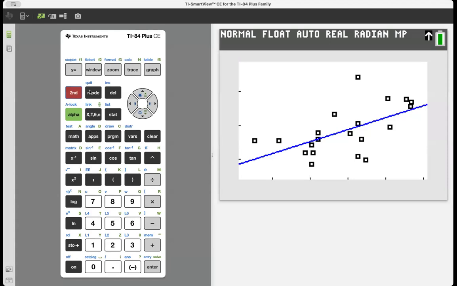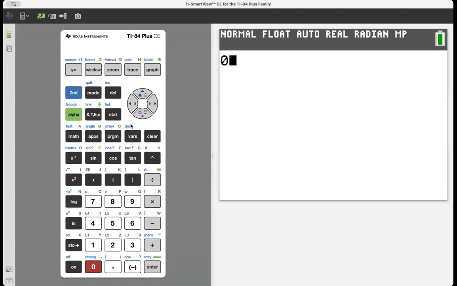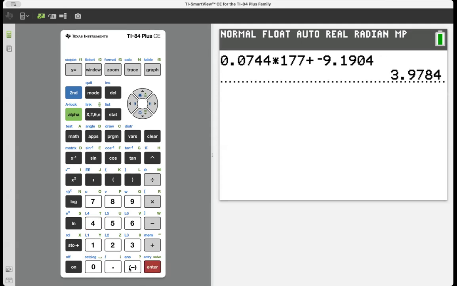Okay, so let's do the math right here. 0.0744 multiplied by 177 plus, and remember the negative key is to the left of the enter key down here, negative 9.1904. Okay. And this is our answer. This is our FEV1 answer or prediction for a male who is 177 centimeters tall.